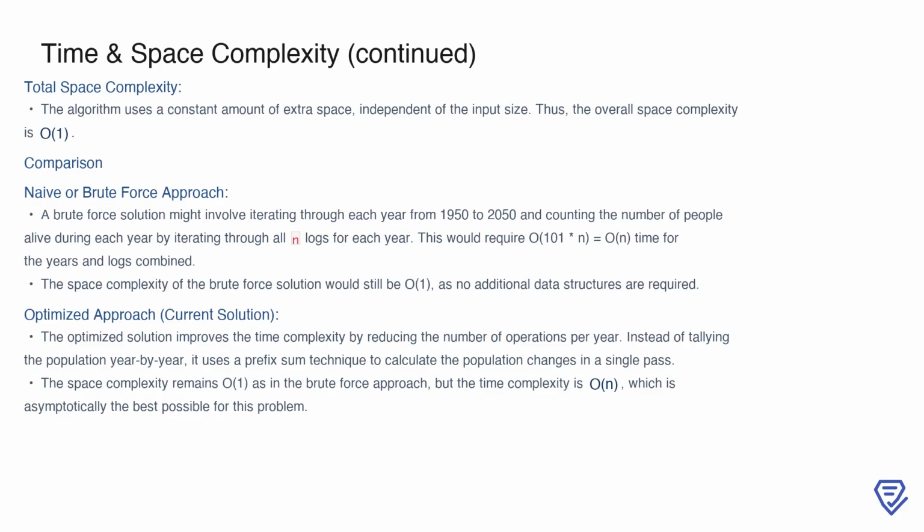Comparing this approach to a brute force solution highlights the advantages of the optimization. A naive approach might involve iterating through each year from 1950 to 2050 and counting the number of people alive during each year by checking all n logs. This would result in a time complexity of O(101*n), which simplifies to O(n), since 101 is a constant. While the space complexity for the brute force approach would still be O(1), the current solution significantly reduces the number of operations per year. By using the prefix sum technique, we calculate population changes in a single pass, achieving the same O(n) time complexity but with a more efficient process.